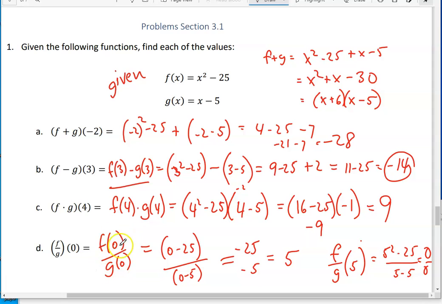They gave us an easy one. When x is 0, I get a minus 25 divided by negative 5. Just a little practice given any functions. Any questions about that? I'm hoping by going through it little by little, little harder each time.